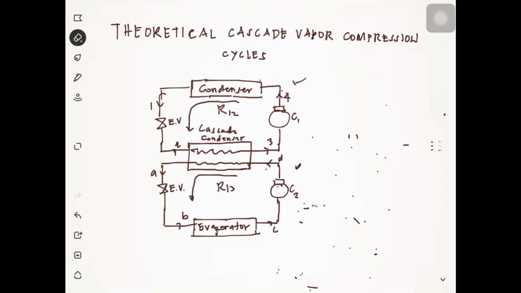As we consider the analysis for this system, it is quite similar to the single stage vapor compression cycle. We consider the upper loop as a single stage and the lower loop also as a single stage. Here we are able to analyze the system by determining its diagrams, like the temperature versus entropy diagram, or the pressure enthalpy diagram.